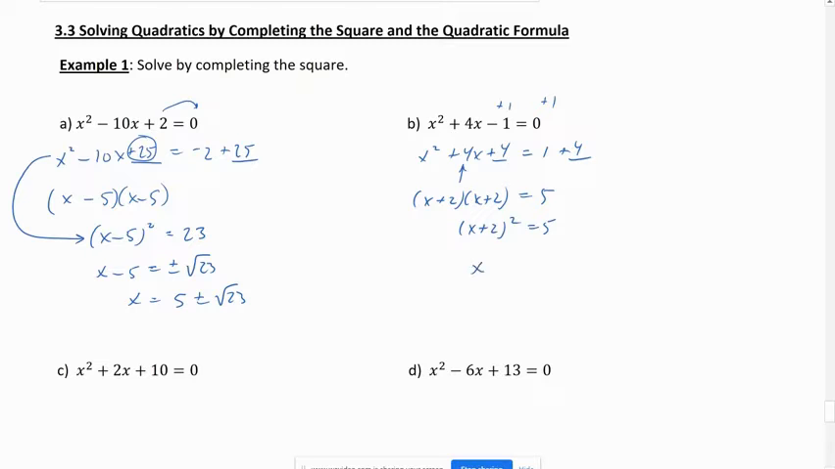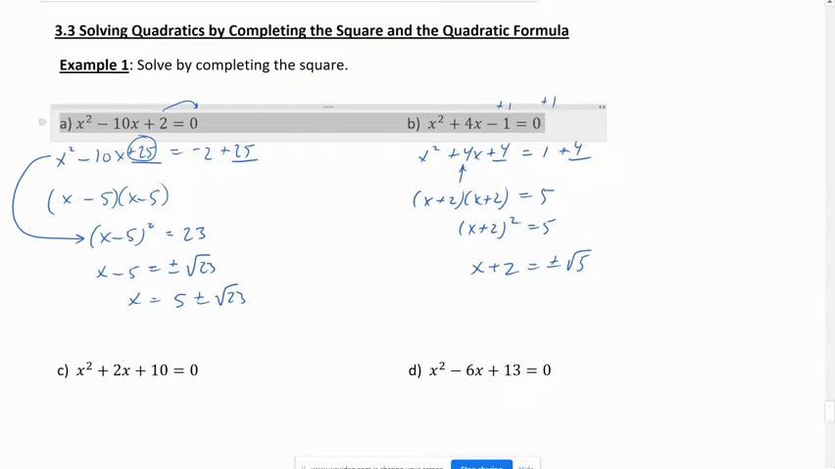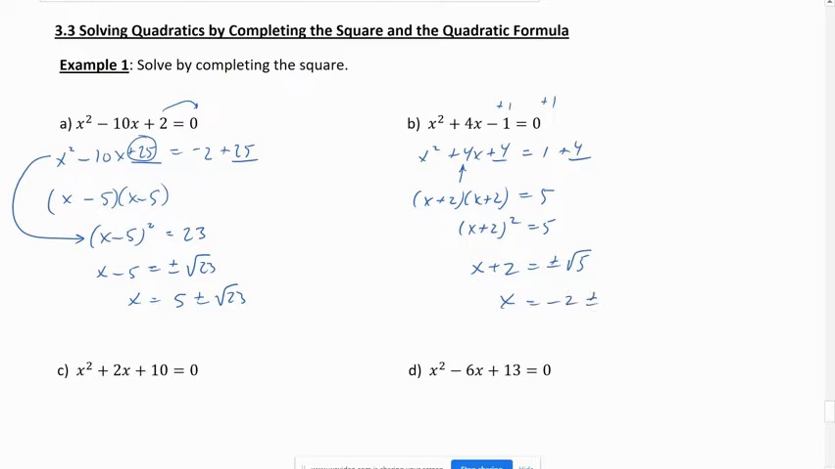Take the square root of both sides, plus and minus. We get x plus 2 equals positive and negative square root of 5. And then we can subtract 2 from both sides. x equals negative 2 plus and minus square root 5. So that gives us our two solutions: negative 2 plus root 5 and negative 2 minus root 5.